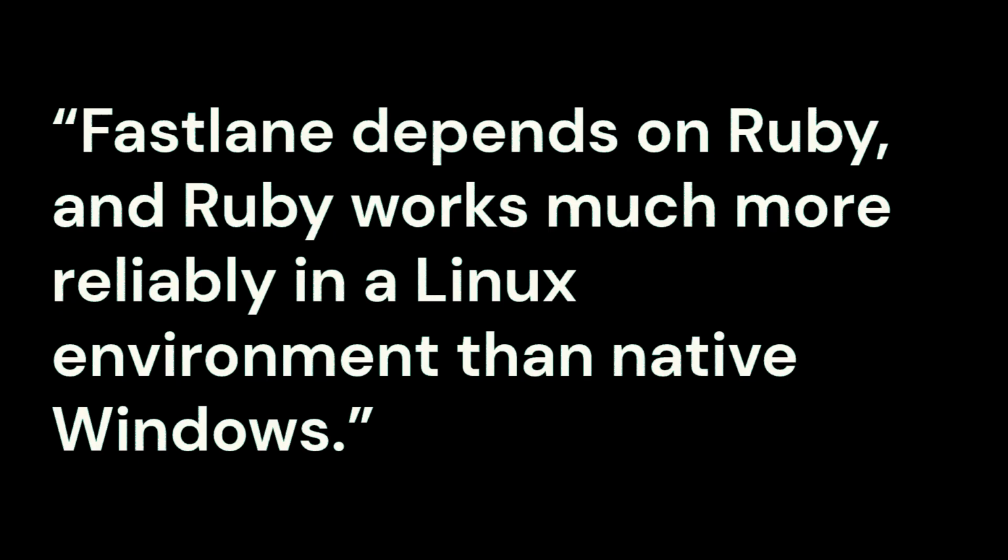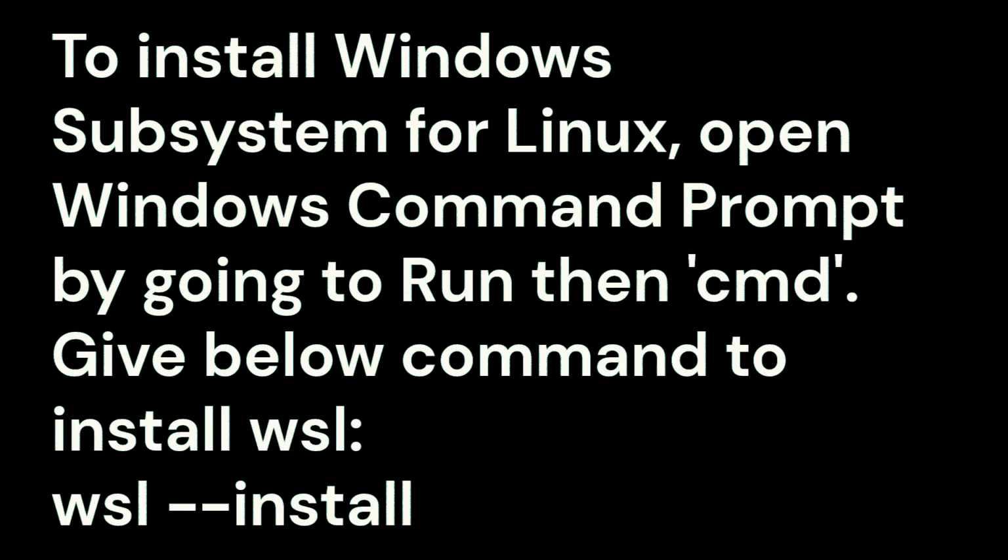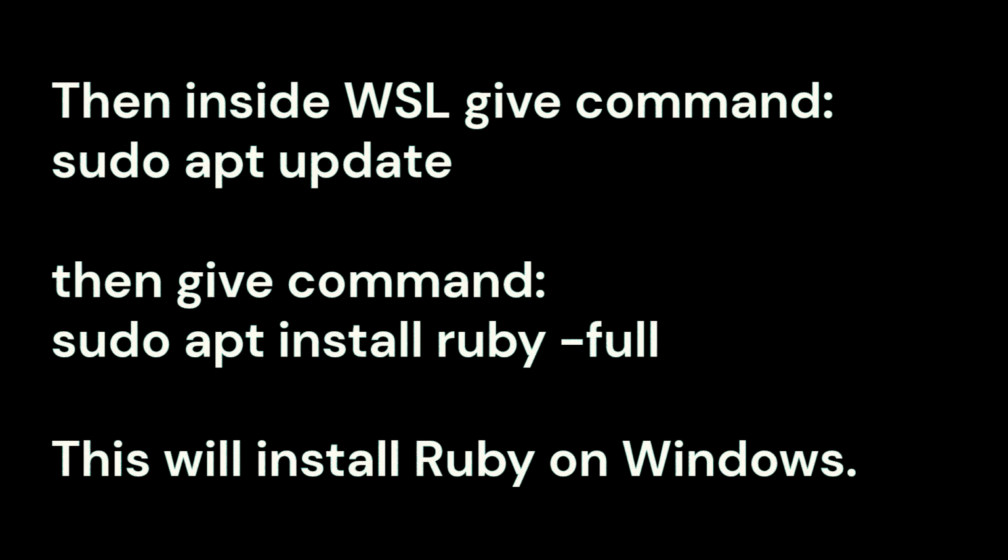To install Ruby on Windows, first use WSL, Windows subsystem for Linux. Why? Fastlane depends on Ruby, and Ruby works much more reliably in a Linux environment than native Windows. To install Windows subsystem for Linux, open Windows command prompt by going to run, then cmd. Give below command to install WSL. WSL install. Then inside WSL give command sudo apt update. Then give command sudo apt install ruby-full. This will install Ruby on Windows.